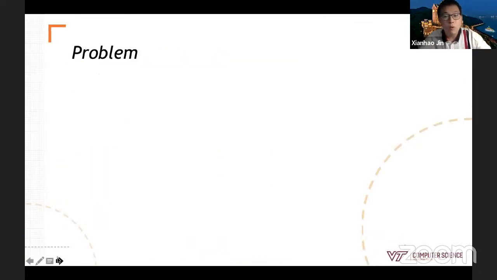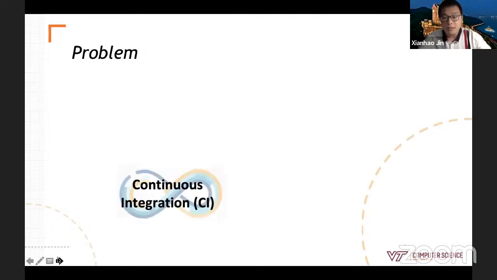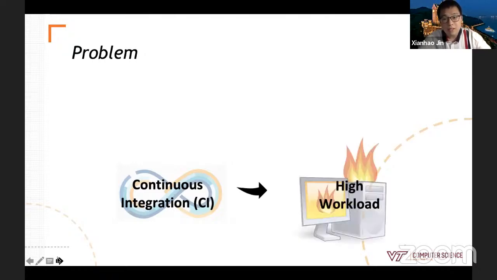Continuous integration, or what we call CI, is a popular practice in modern software engineering that encourages developers to build and test their software in frequent intervals. Unfortunately, this is also a high-cost process. CI is expensive because there is a high workload from computation in the system. To solve this problem, our approach targets saving the computation cost produced in continuous integration.